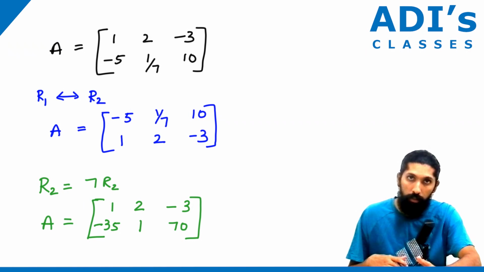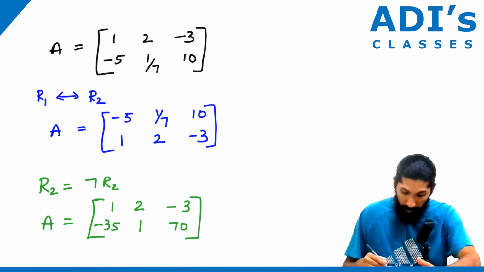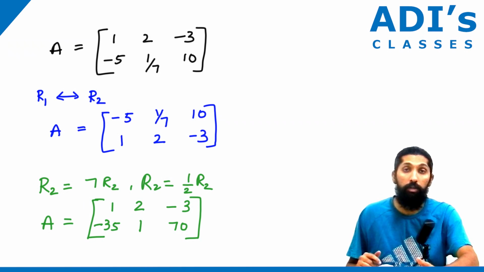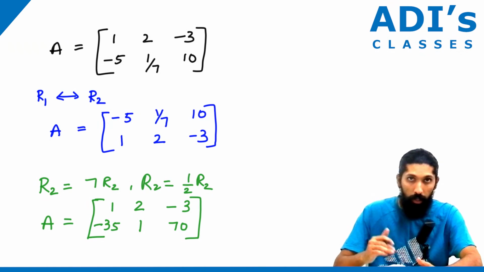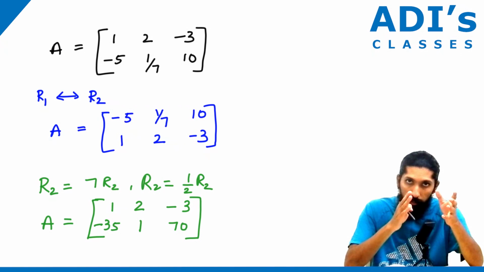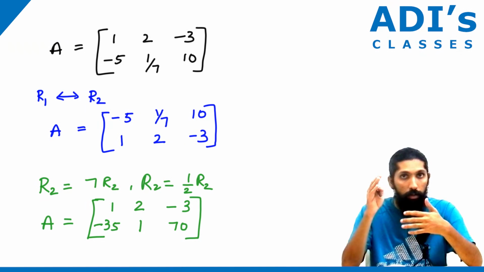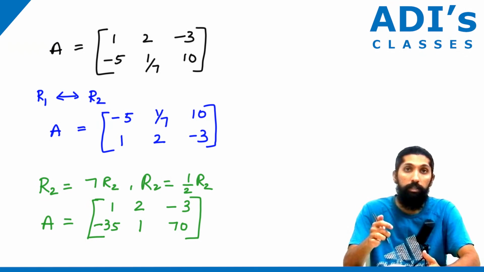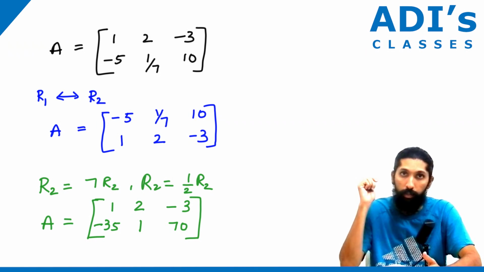Guys, you can also do division here. In the sense, I can also write R2 is equal to 1 by 2 R2. You are changing the row and dividing every element by 2. You can do either multiplication or division, either one of them. Alright, so this is the second type of transformation that we can do.